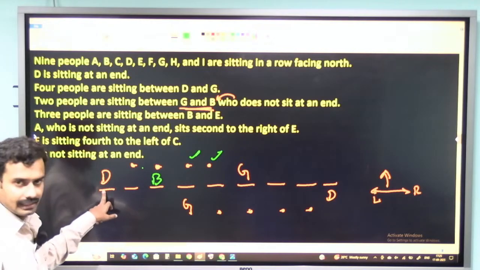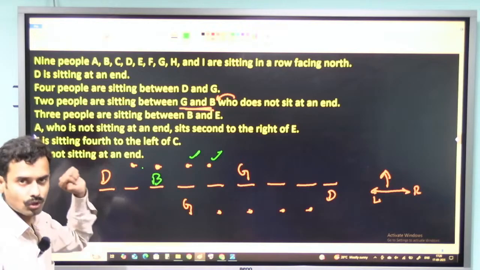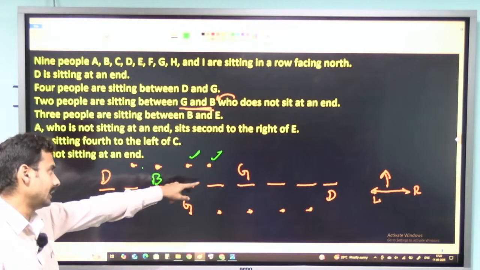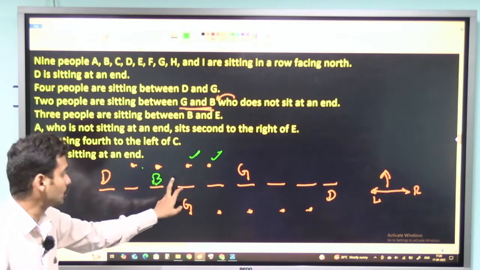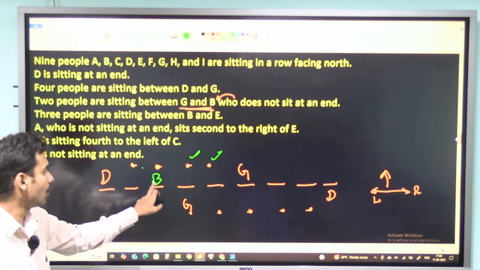D is sitting at the end. Between D and G there are 4 persons, and between B and G there are 2 persons, and also B is not sitting at the end. I have considered all the conditions.